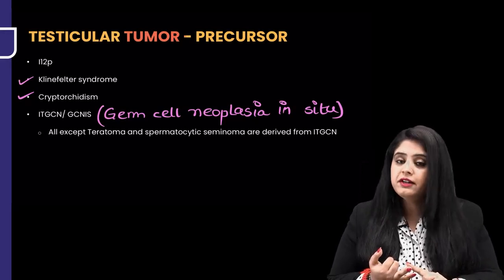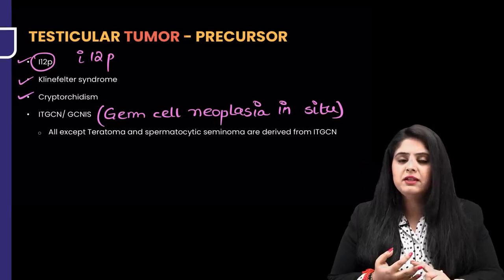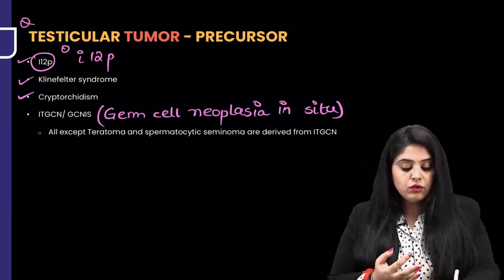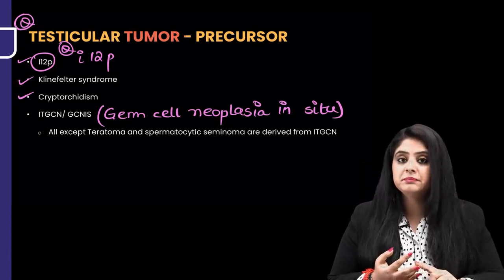I have taught you Klinefelter is a male disorder that is also associated with testicular tumors. And this is a question you will be asked in surgery. Isochromosome 12p, very, very important question of surgery. The only isochromosome associated with testicular tumors is i12p.